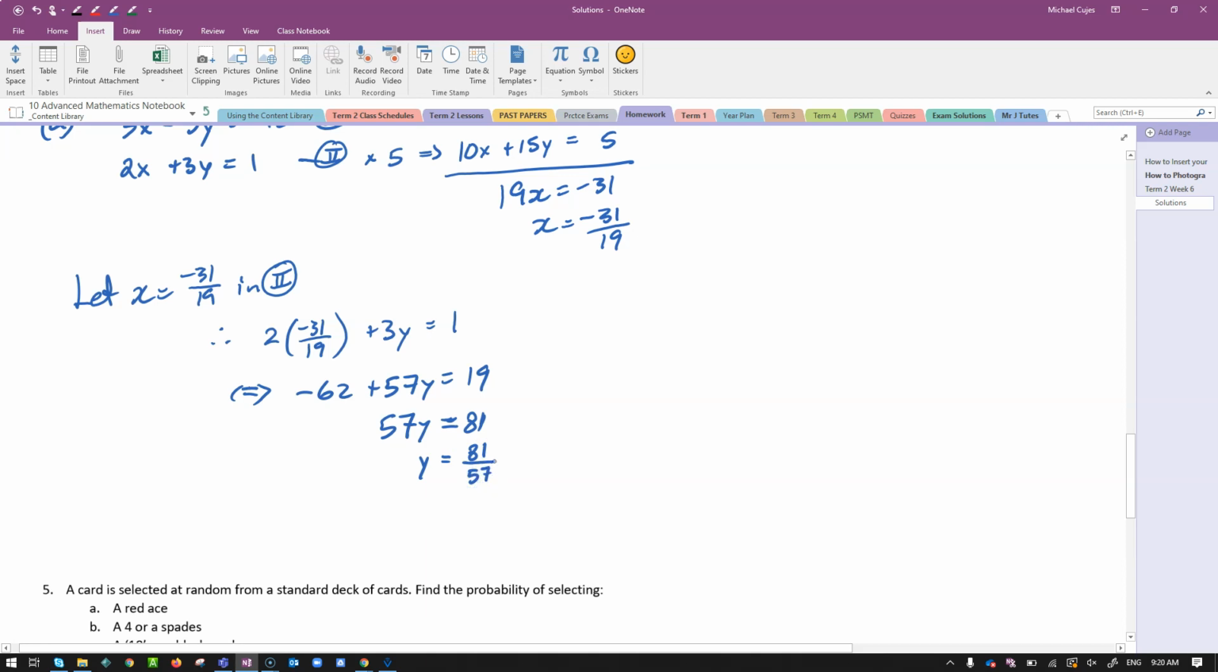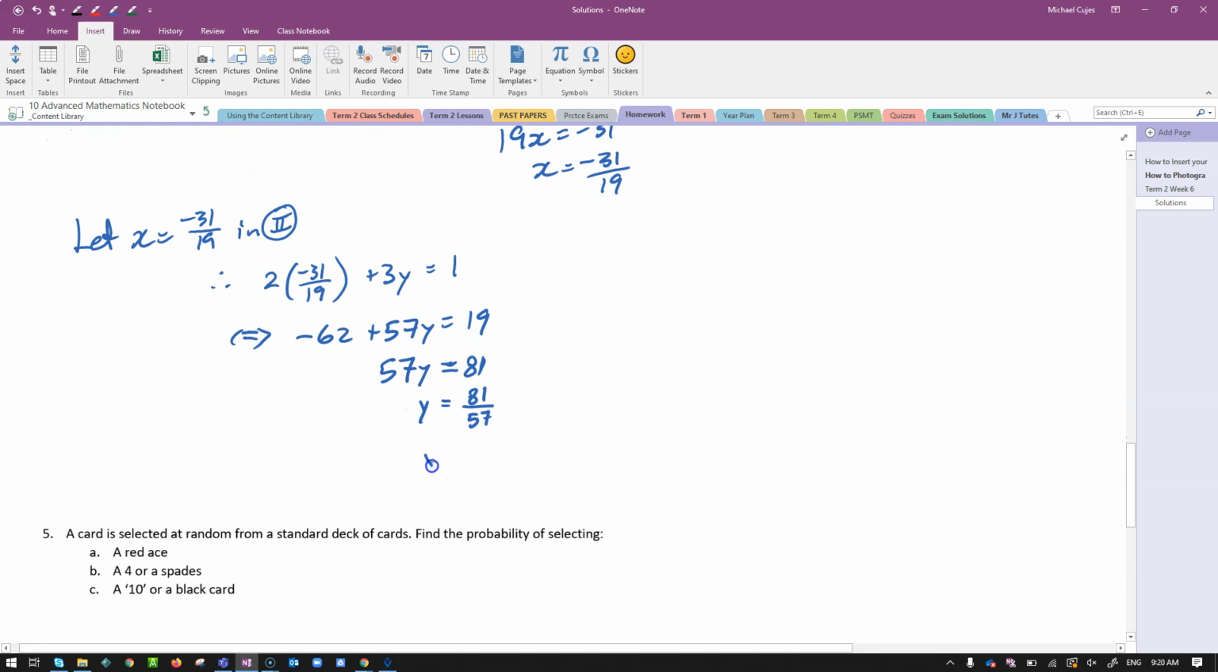We can simplify in this case, can't we? What do we simplify that down to? 27 over 19. Boom.